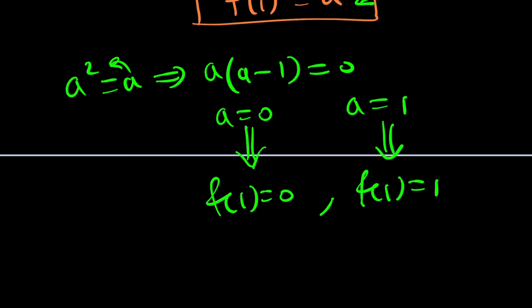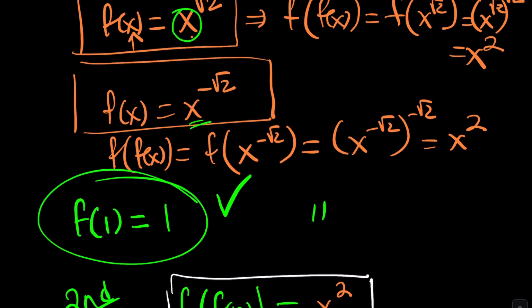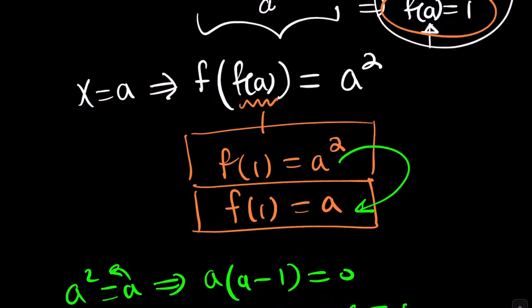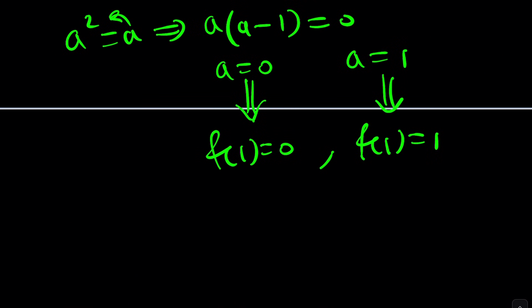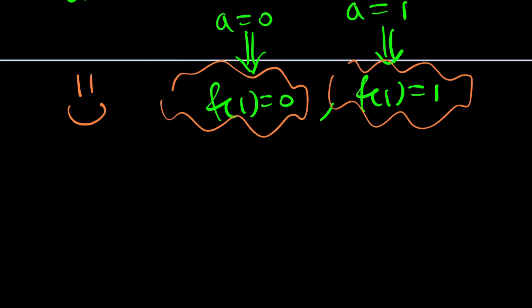Going back to the first method. Now remember, we found that f of 1 is 1 only. Why is it the case that we were able to find a different value here? Where does the discrepancy come from? That's for you to find out. Let me know what you think, because this brings us to the end of this video.